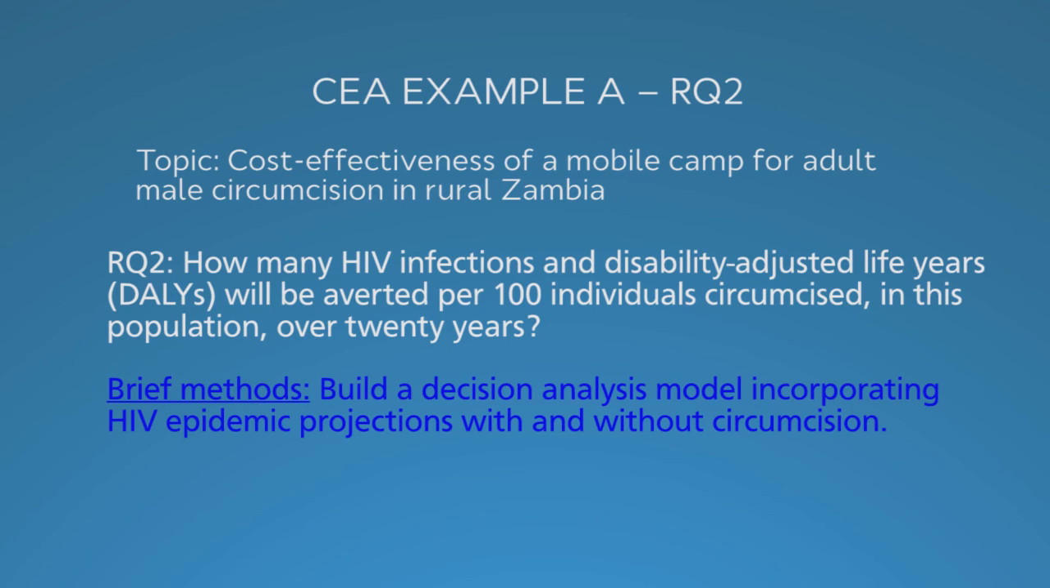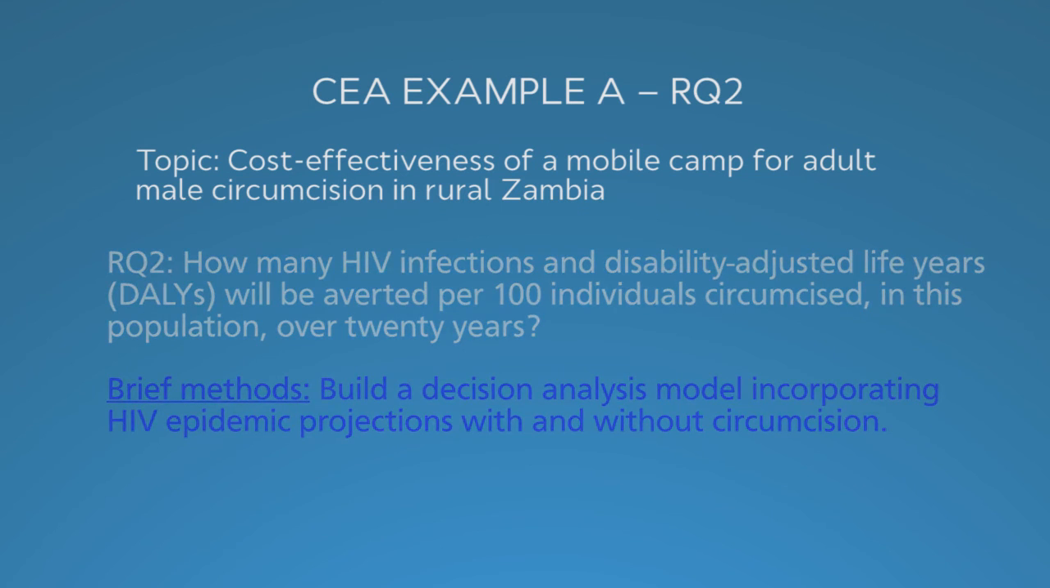To quantify averted infections in the future requires a projection of HIV risk over time. Translating into DALYs requires assigning a DALY burden to each HIV infection. This can be calculated or taken from past studies.